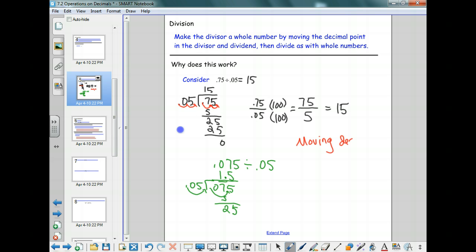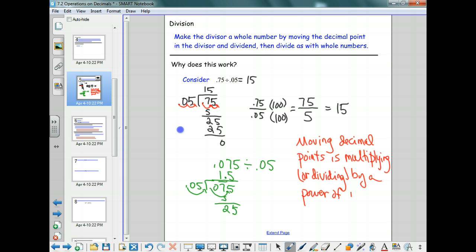Moving decimal points is multiplying or dividing by a power of 10. Here it was that number 100, which is what power of 10? 10 to the second. Okay, so that's where it's related to the 10.